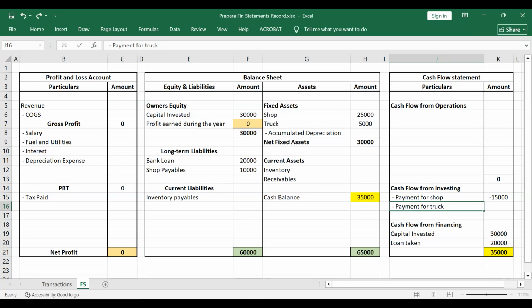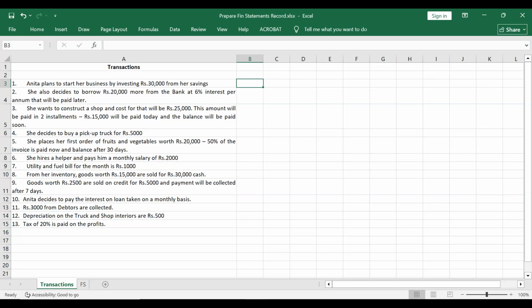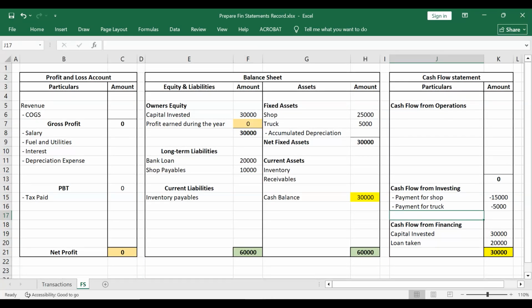Payment for truck, minus 5,000. Next transaction. She places her first order of fruits and vegetables worth 20,000. 50% is paid now. Balance will be paid after 30 days. So she is buying inventory. The value of the inventory is equal to 20,000. She has paid 10,000 for it.